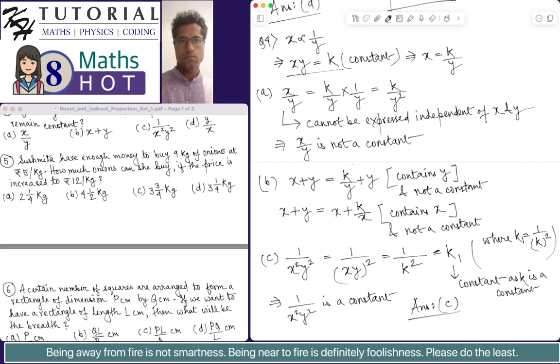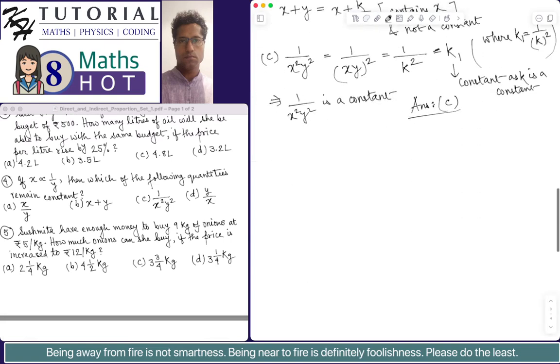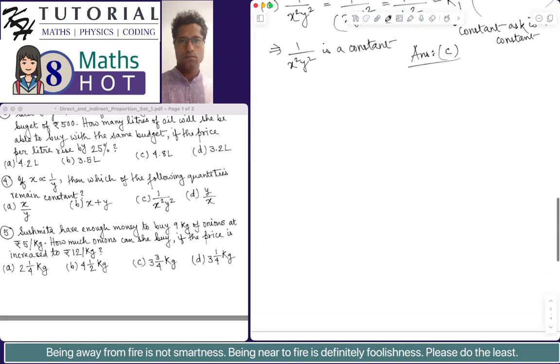Okay, let's do problem number 5. Problem number 5. Sushmita has enough money to buy 9 kg of onions at rupees 5 per kg.